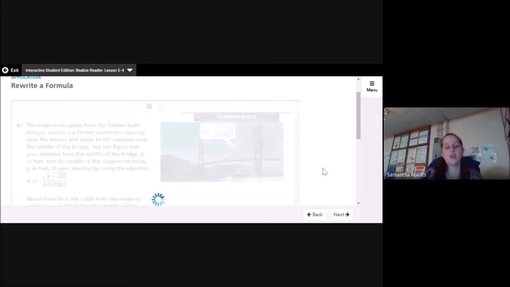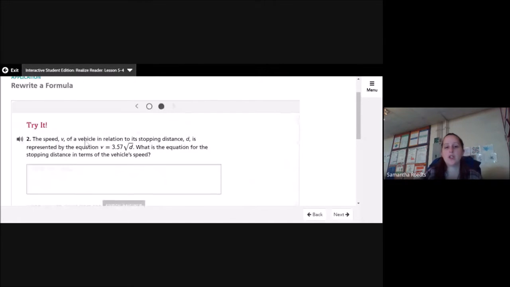All right, so let's try it. The speed v of a vehicle in relation to its stopping distance d is represented by the equation v equals 3.57 square root of d. What is the equation for the stopping distance in terms of the vehicle speed? Okay. So the speed v of the vehicle in relation to the stopping distance. I want to know what the stopping distance is, so I want to solve for d. So I have v equals 3.57 square root of d.